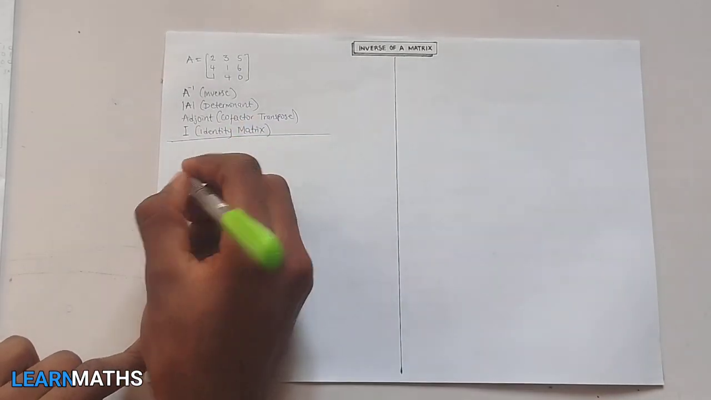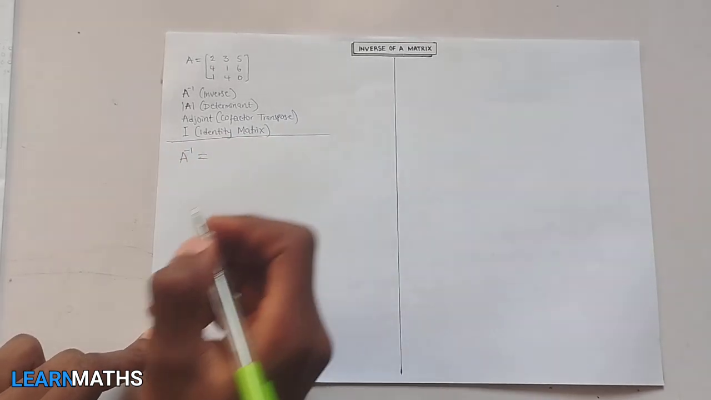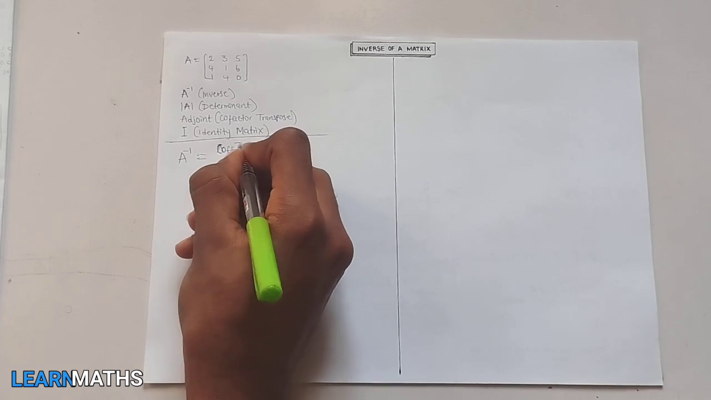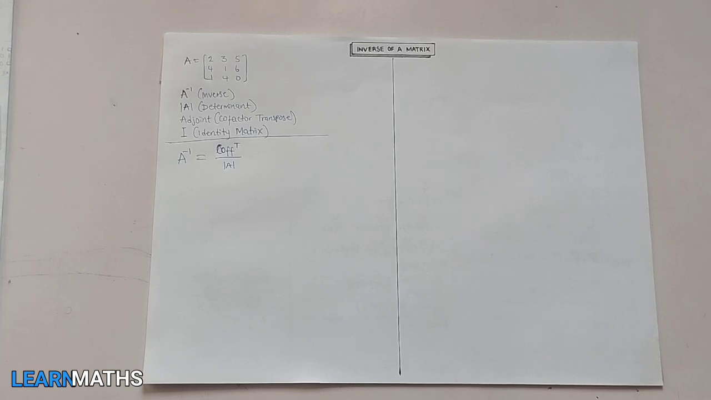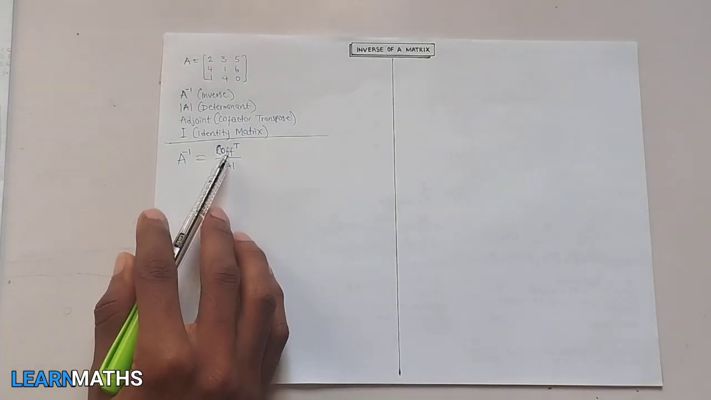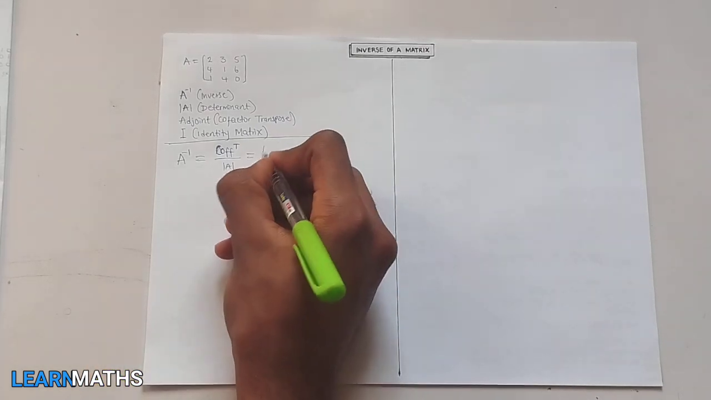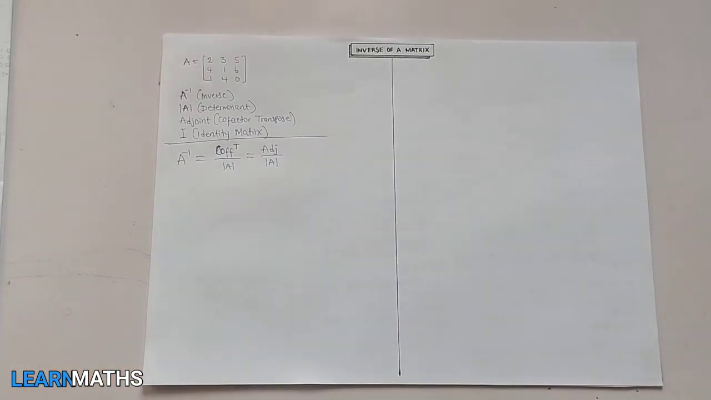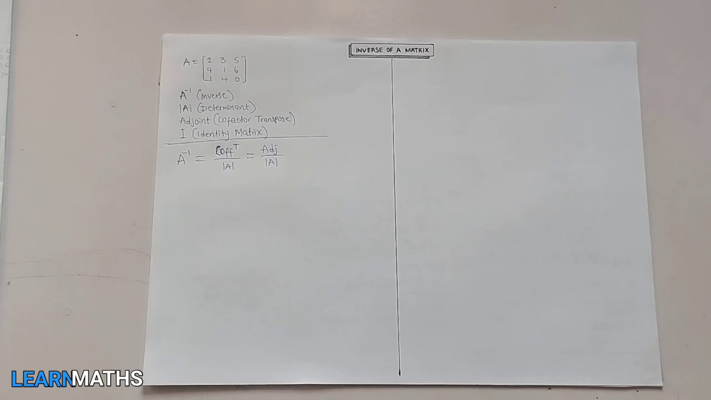Alright, so how do we get the inverse of a matrix? The inverse of a matrix is gotten by just dividing the adjoint, or the cofactor transpose, by the determinant of A. That's how you get the inverse of a matrix. I can write this as dividing the adjoint of the matrix by its determinant. Remember, adjoint is the same thing as cofactor transpose, so either way.